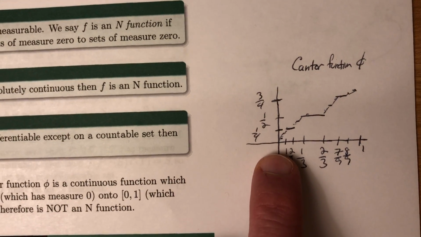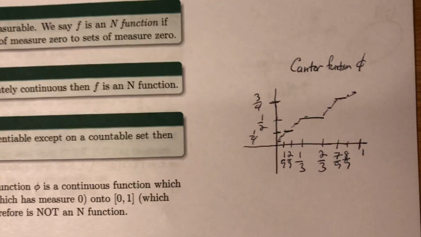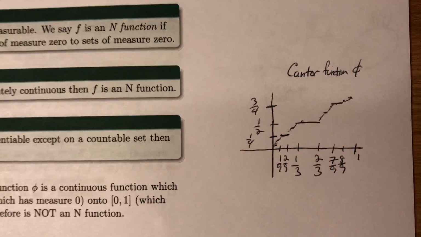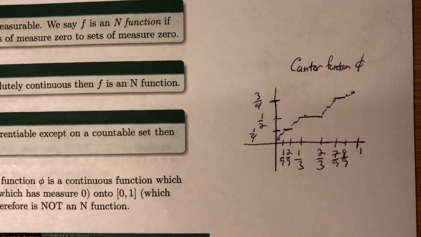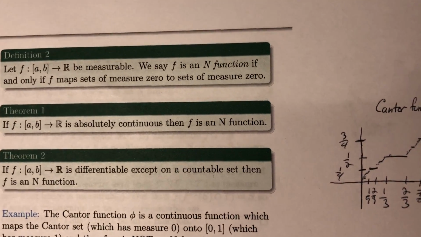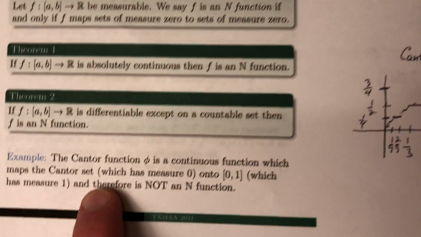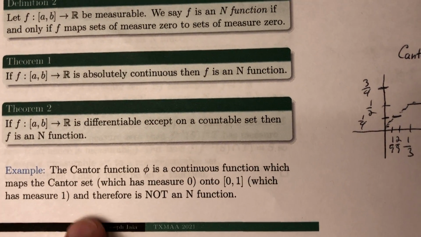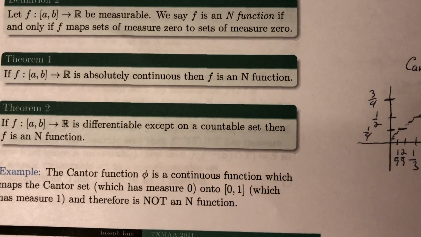What you end up getting at the end is a nice continuous increasing function that maps the interval [0, 1] to the interval [0, 1]. It turns out, though, that it actually maps the Cantor set, this small set of measure 0, onto the interval [0, 1]. So the Cantor function maps the Cantor set, which is of measure 0, onto a set which has measure 1. And therefore, this Cantor function turns out to be not an n function.